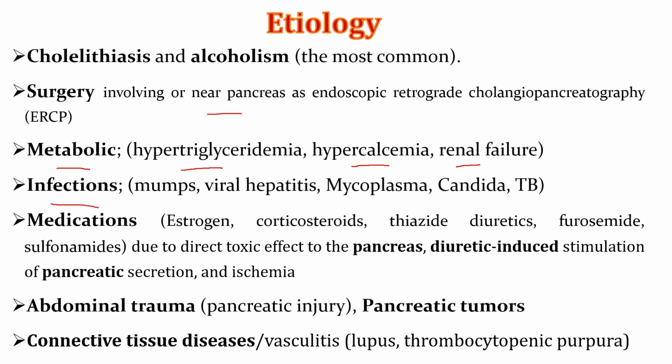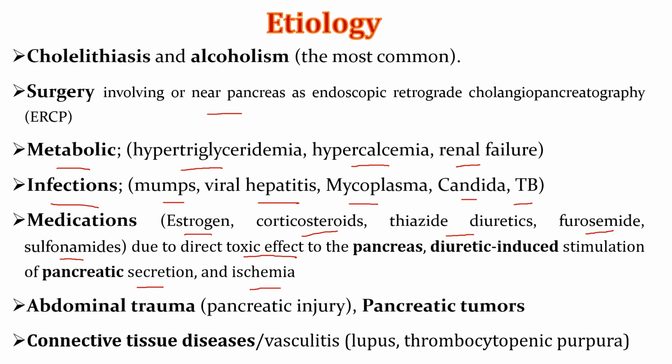Infectious causes such as mumps, viral hepatitis, mycoplasma, candida, and TB. Some medications such as estrogen, corticosteroids, thiazide diuretics, furosemide diuretics, as well as sulfonamide medications, all of which may trigger or predispose to the development of acute pancreatitis due to direct toxic effect on the pancreas. Also, diuretic-induced stimulation of pancreatic secretion, as well as ischemia.